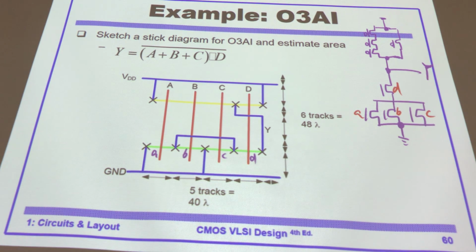For the horizontal, 1 is 6. For vertical, 1, and then 1. Then 1. Here, 1, 2, 3, 4. Here, they can be in the same track. And 5 tracks for the width. Question?